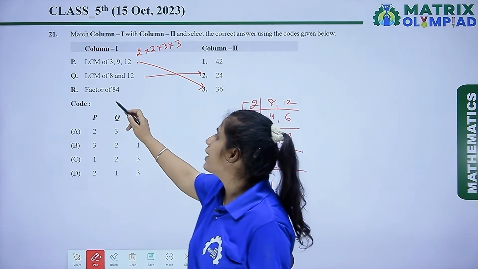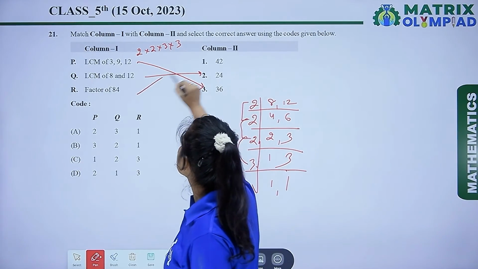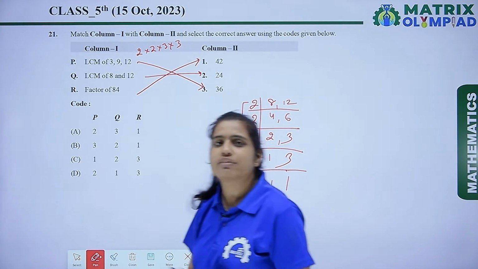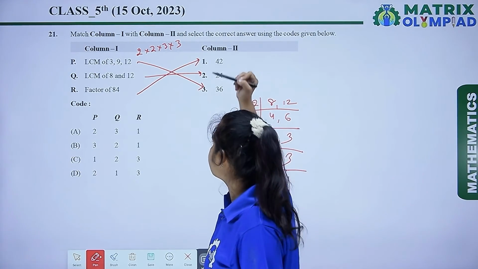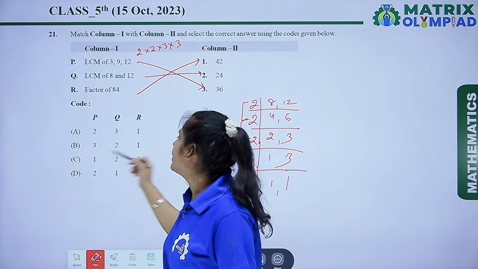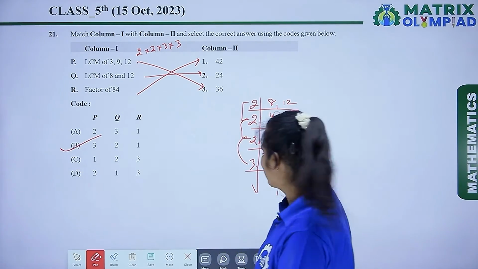Now the next one is factor of 84. अब 84 का फैक्टर क्या होगा? The last option which is left is 42. 84 का फैक्टर 42 होगा. So the correct sequence is 3, 2, 1. So here 3, 2, 1 is the B option. So here B option is the correct one.